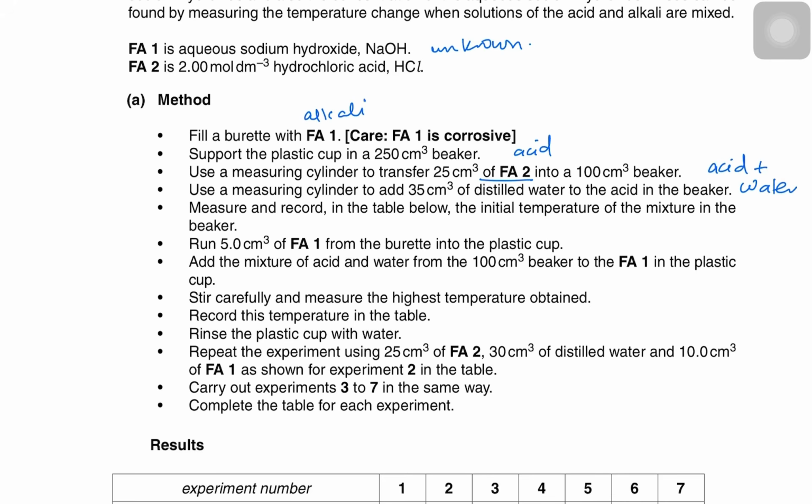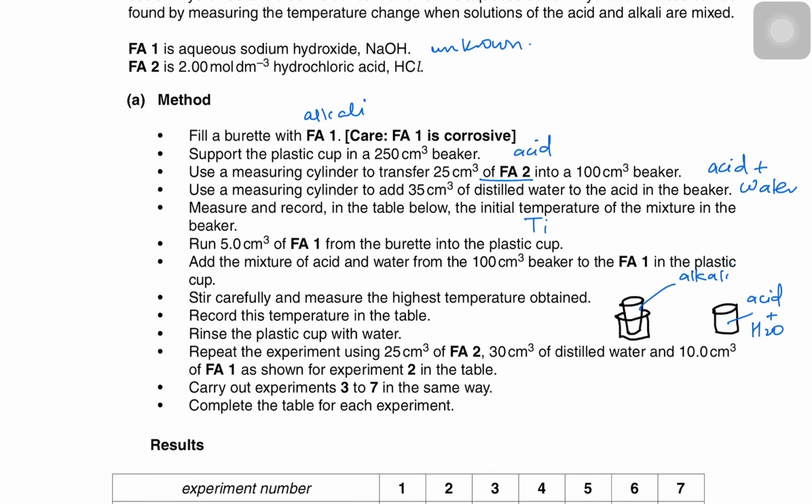Measure and record in the table below the initial temperature. So Ti has been recorded. Run 5 cm³ of FA1 from the burette into the plastic cup. So long story short, again, you have a plastic cup which is supported by a beaker, and you have another beaker. In one plastic cup you have the alkali, and in the other beaker you have the acid plus water. They haven't been mixed yet.